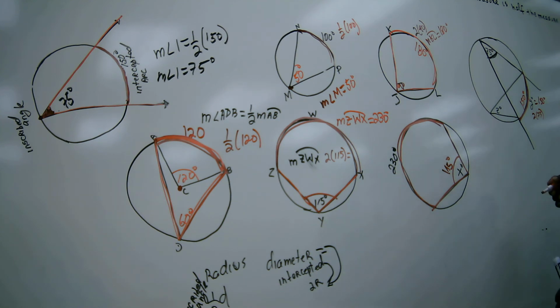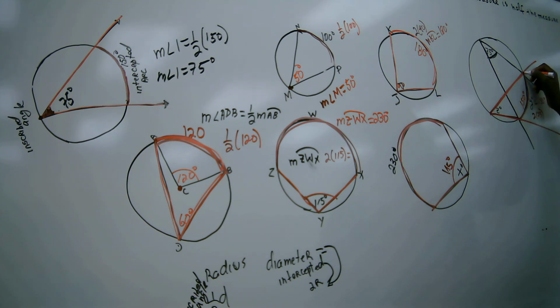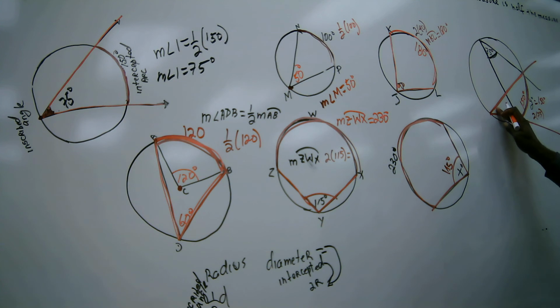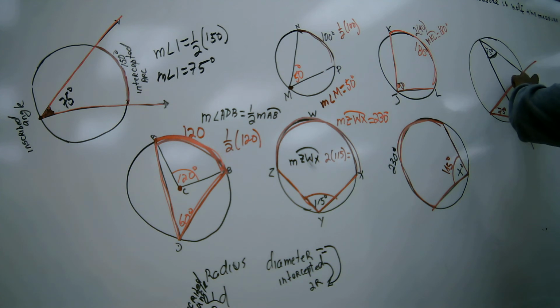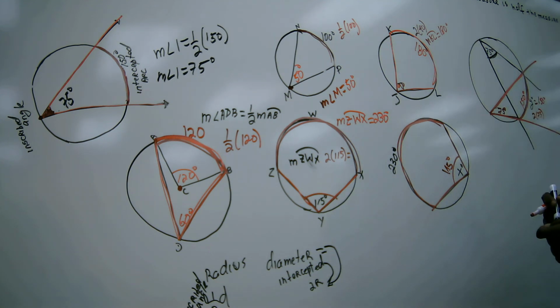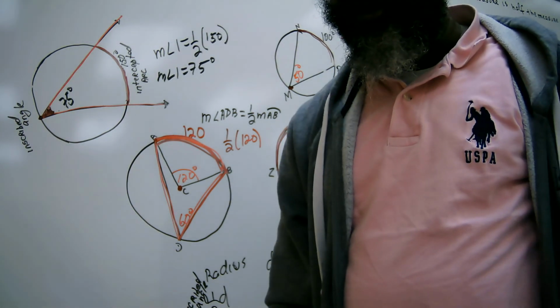Now, in order to find Z, this is my inscribed angle. And guess what? My intercepted arc is the same. So if this is 150, I will take half of 150. Therefore, this will be 75 degrees. If you have two angles that share the same intercepted arc, those two angles will be congruent. So this is what we want to expose you to.